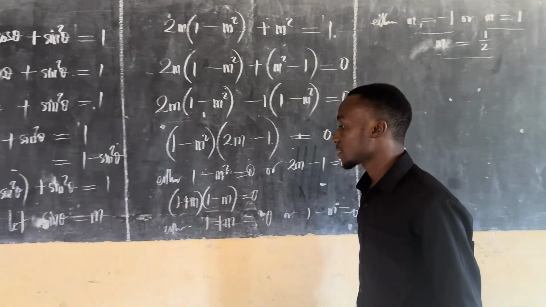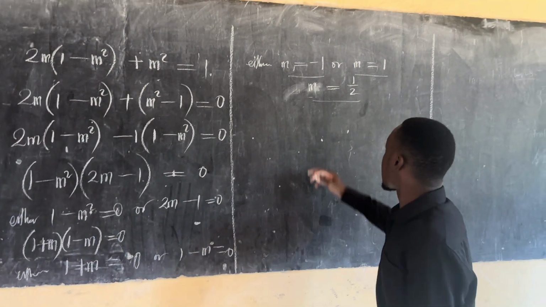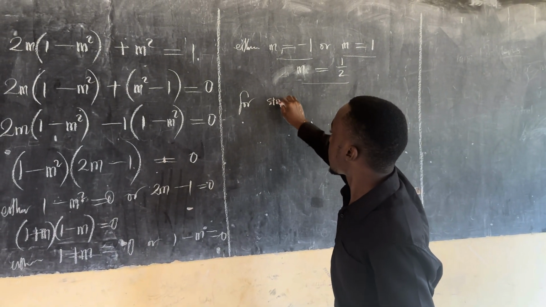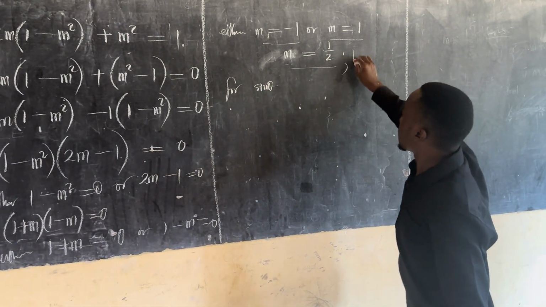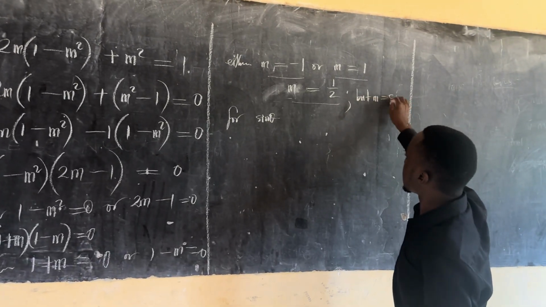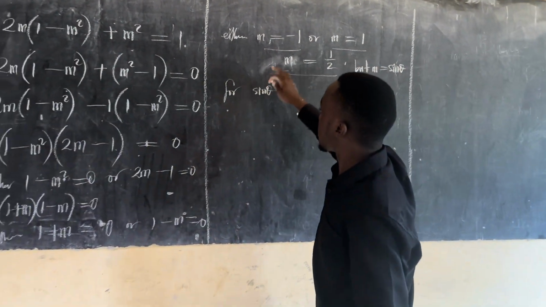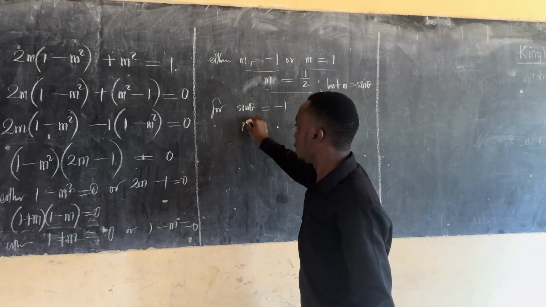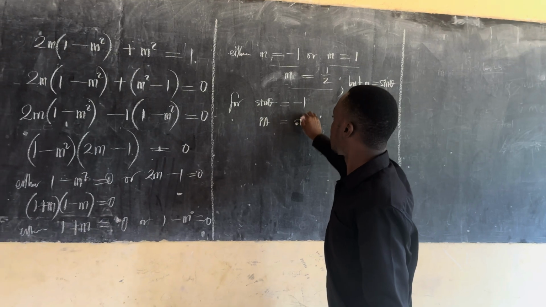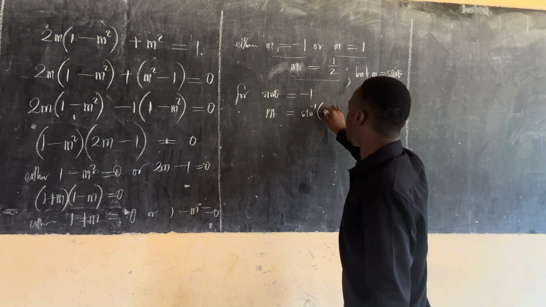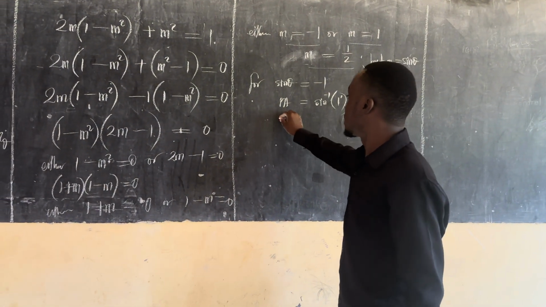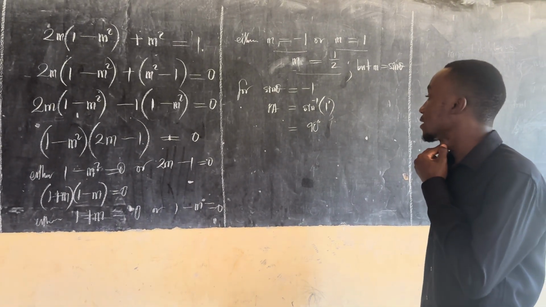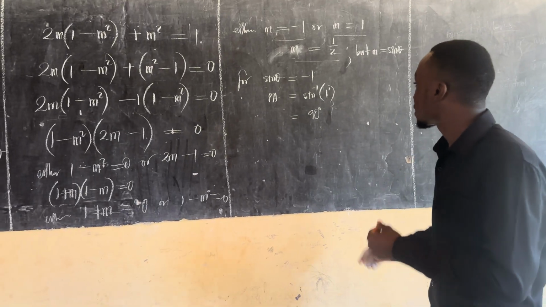Remembering that m is sin theta, let us just use one. So for sin theta being equal to negative 1, we can get our principal angle here. I sin inverse of 1, and this will give us 90 degrees. If you use your calculator, you can confirm that.